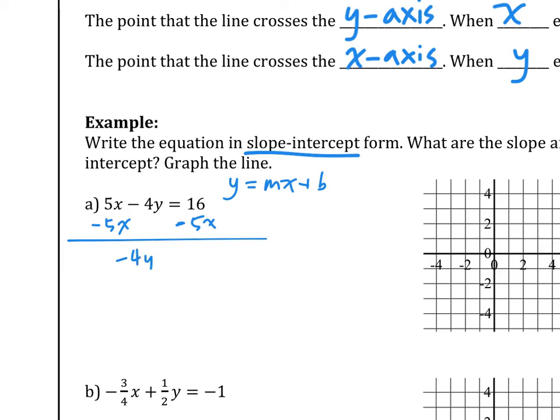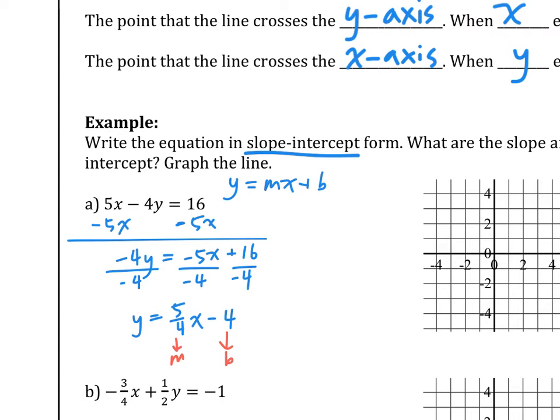So minus 4y equals minus 5x plus 16. And the next thing is we want to divide by negative 4. So y is 5 over 4x minus 4. So then, just doing a matching game, we know that this is m, this is b. So the slope is 5 over 4, and then the y-intercept is minus 4.